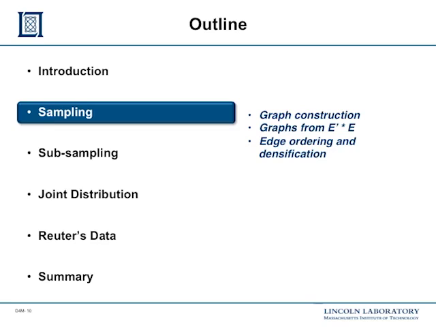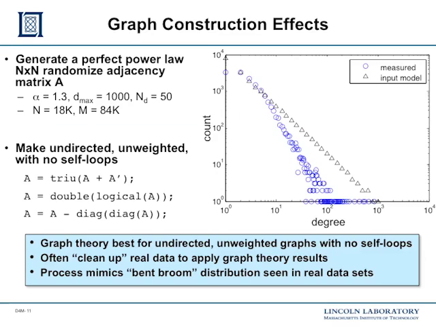So now that we have a perfect power law graph, we can see what happens if we apply those same corrections to the data. And so here's what we see. We generated a perfect power law graph. Alpha is 1.3, the Dmax was 1,000, our ND was 50. This generated a data set with 18,000 vertices and 84,000 edges.